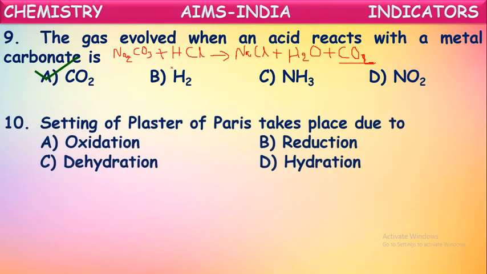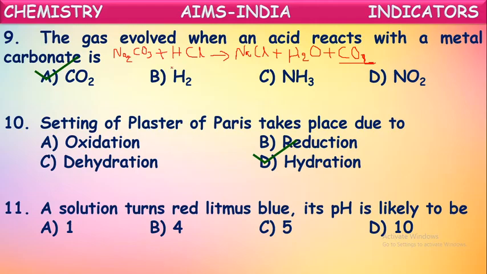Next one. Setting of plaster of Paris takes place due to. Yes, when we take this plaster of Paris and it is molded into different shapes, and after drying, it becomes hard on wetting. After a few hours, it becomes hard. That is called setting. This is because of the hydration of plaster of Paris, which converts into gypsum. We know the number of water molecules in plaster of Paris is half, and when it is hydrated, it takes more water molecules and converts into gypsum, and it becomes harder. So here the setting of plaster of Paris is because of hydration.